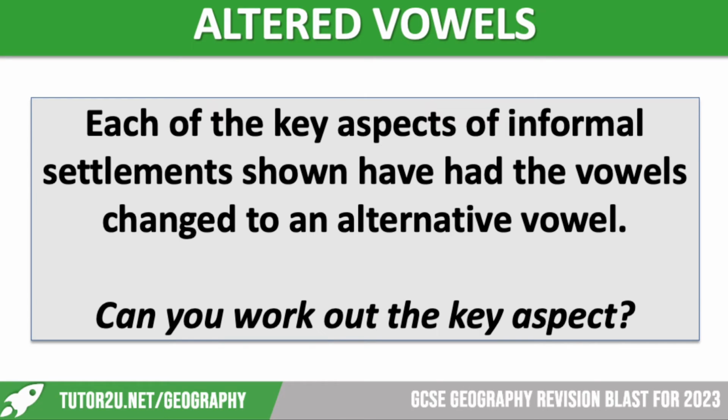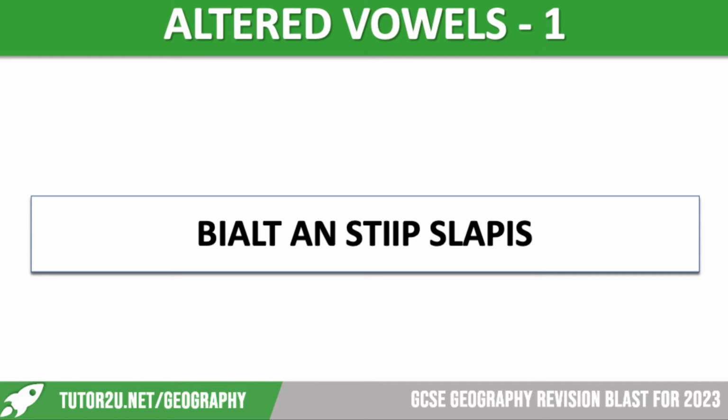Right, we're going to move on to a round of altered vowels this time. So each of the key aspects of informal settlements shown have had the vowels changed to a different one. You just need to work out that key aspect. Let's go. Okay, so our first one is on the screen here. So it looks really tricky. So this is more about sort of a location here. Have you worked it out?